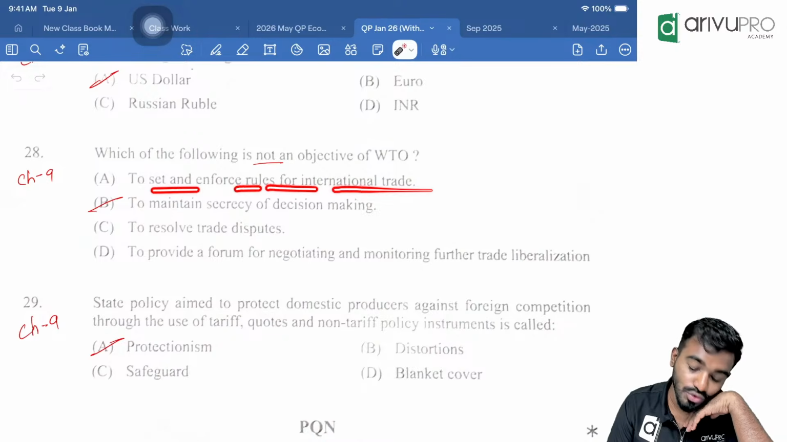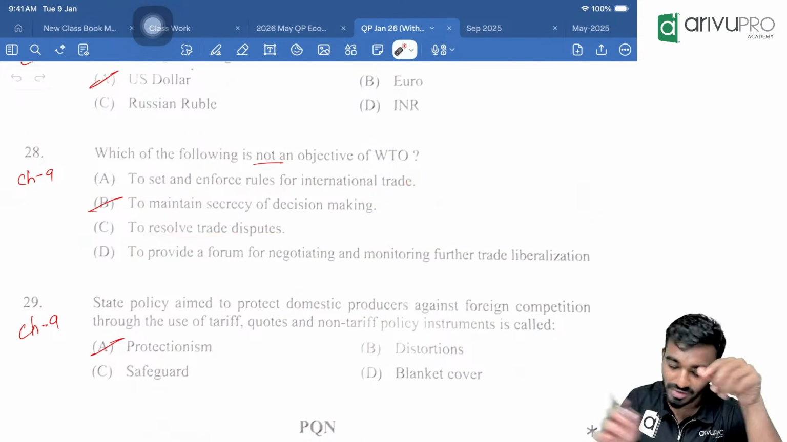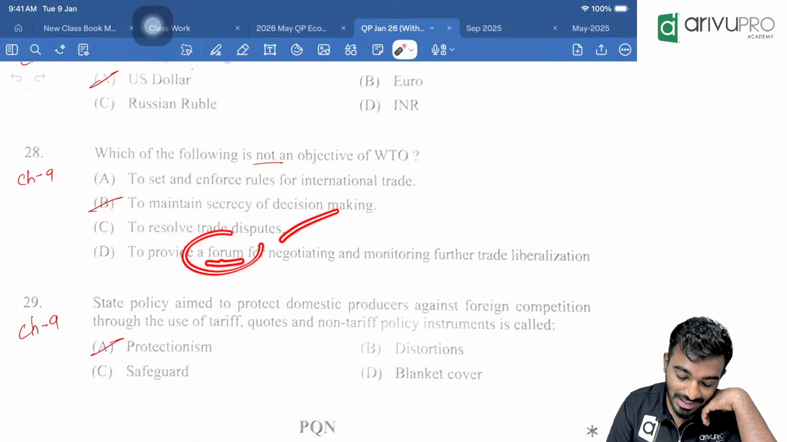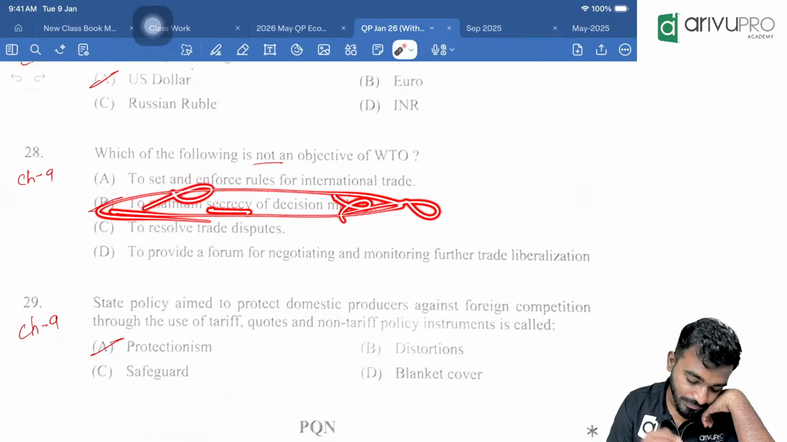Which of the following is not an objective of WTO? To set and enhance rules related to international trade. Yes, that is one of the objectives. Resolving disputes between countries. Yes. Acting as a forum for negotiating. Yes. But maintaining secrecy in decision making? No, transparency in decision making, not secrecy. This is not the objective.